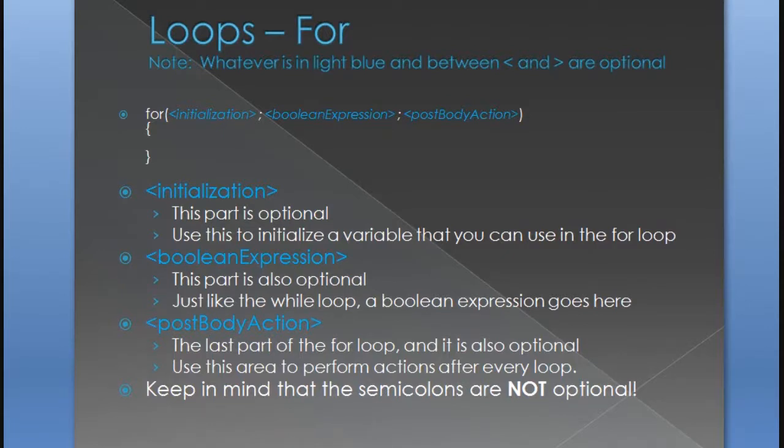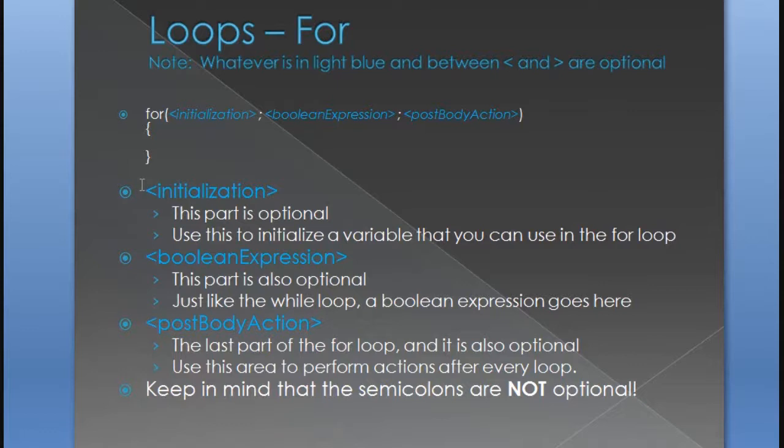Whatever is in light blue in between the less than and greater than are optional. So let's look at the for loop. We have a for, that's a C# keyword. That should be in blue, but anyway. We have a for, and then an opening parenthesis. Then we have initialization. This is optional part of the code. Then we have a semicolon. This is not optional. Then we have a Boolean expression. This is optional. Then we have a semicolon. This is not optional. Then we have a post body action. This is optional.